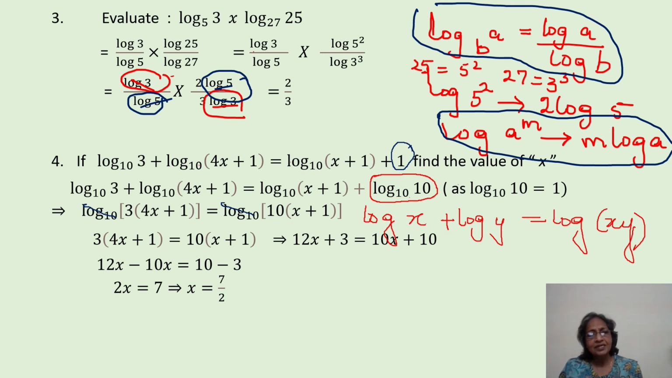Now you can get a number of sums of this type. That is, you are given an equation in logs. You have to do away with the logs. Remember that you have to do away, that means you have to eliminate the log part and get your equation in a simple linear format. Once you get that, you will get your value of x easily. Okay?